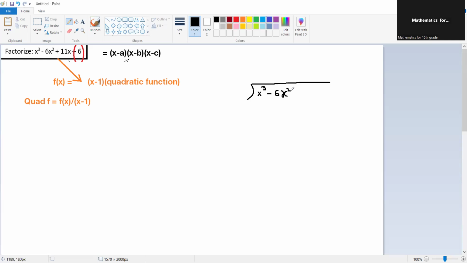Excuse me for the slow speed because I have still not connected the mouse. I need to do it very soon. Plus 11x. I'll connect the mouse right away.